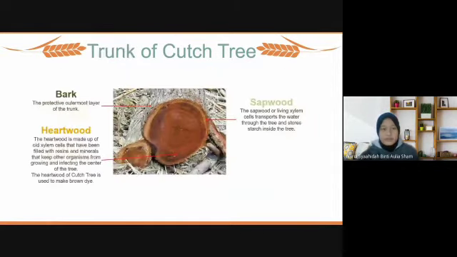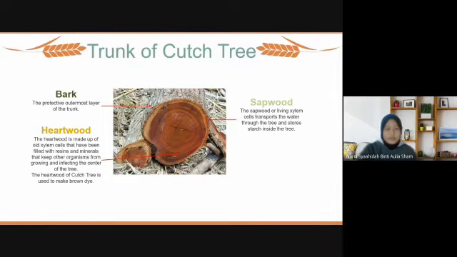So this is the trunk of Kutch tree. It is the part which we use to make the Kutch powder, or the natural brown dye. We can see the outer layer is the bark, which is the outermost layer, or a protective layer. Inside, the light colored layer is the sapwood or living xylem. The function of the sapwood is to transport water through the tree and store starch inside the tree.